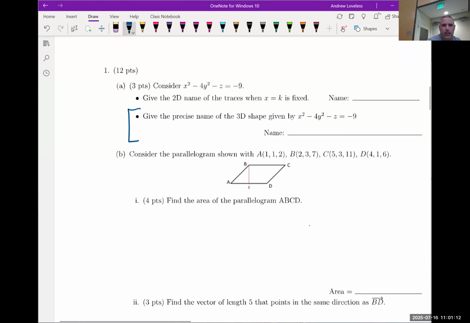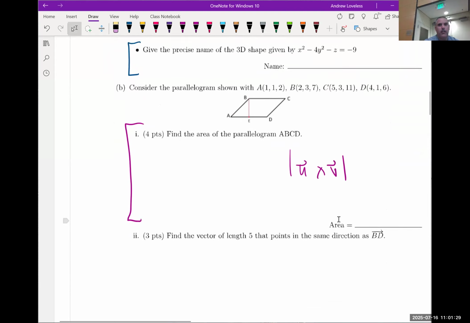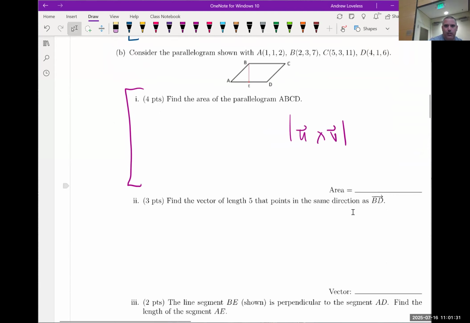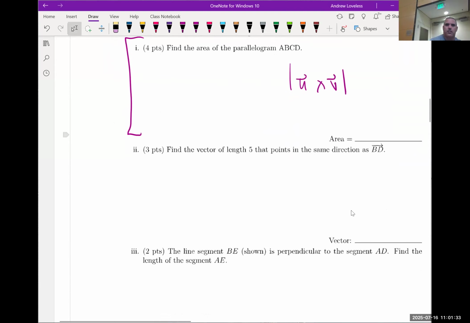Area of the parallelogram, what's that about? Cross product, 1/2 the magnitude of some cross product. Oh, not 1/2. That'd be the area of the triangle. So I'm going to find two vectors for two sides and do the cross product. So this is kind of what I like to do as I'm studying. I want to keep saying, which things do I not know how to start?